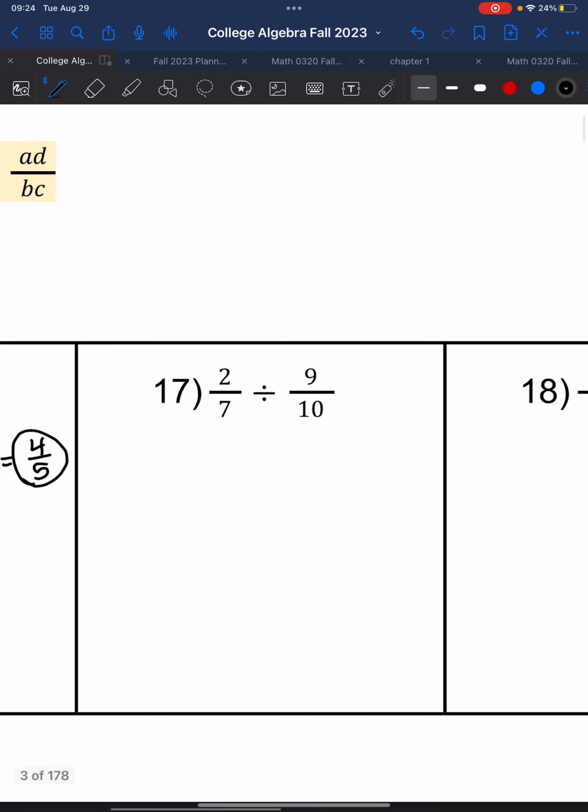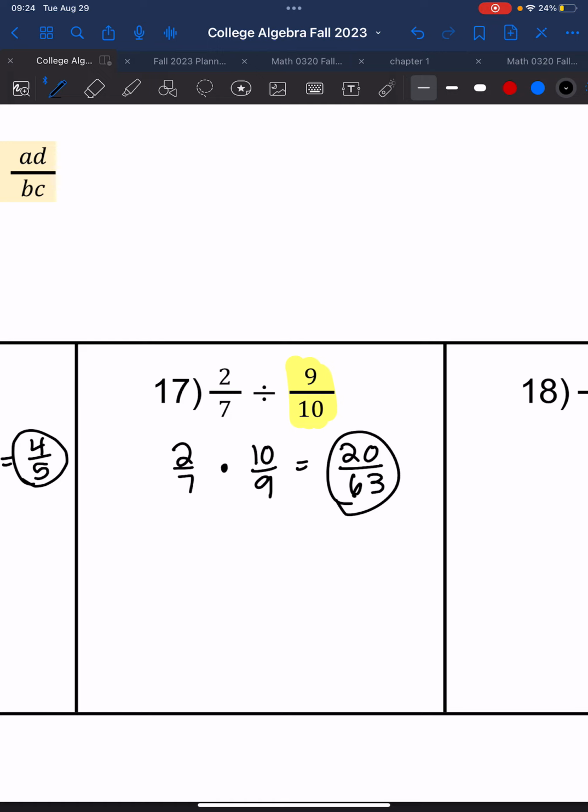Same thing for 17. The first thing we're doing is flipping that second fraction. So I have 2 over 7 times, because I'm changing my division to a multiplication, 10 over 9, because 9 over 10, when we take the reciprocal, is 10 over 9. Multiplying across, I have 2 times 10, which is 20, and 7 times 9, which is 63. And let's see here, yep, this is the furthest it can be simplified, so 20 over 63 is our answer.